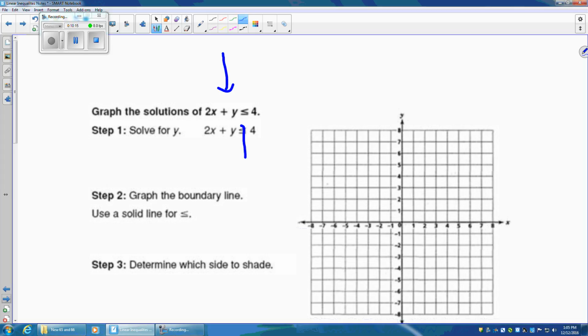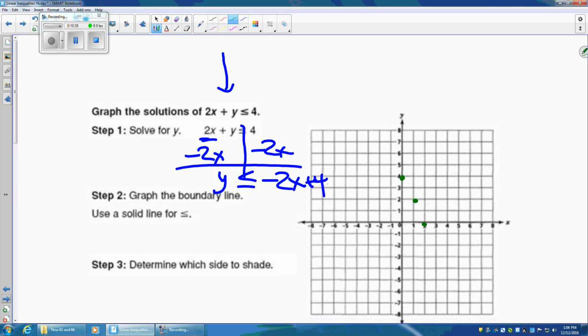We're going to draw our line down, and I'm going to say, how do I get rid of this 2x? So I'm going to subtract 2x from both sides. And I'm going to get y, same sign, negative 2x plus 4. Step 2 says graph the boundary line. Well, we also need to graph this, so I'm going to start off on 4, go down by 2 and over 1. And it even says use a solid line.